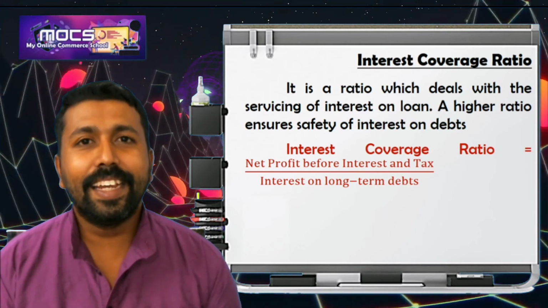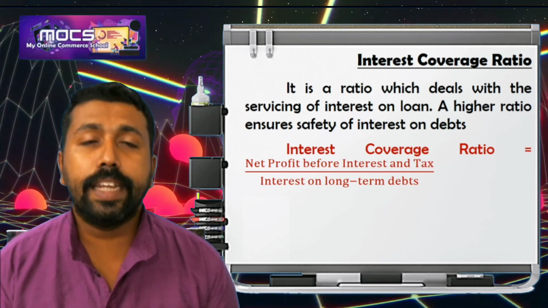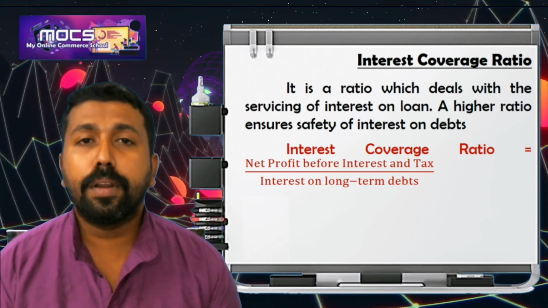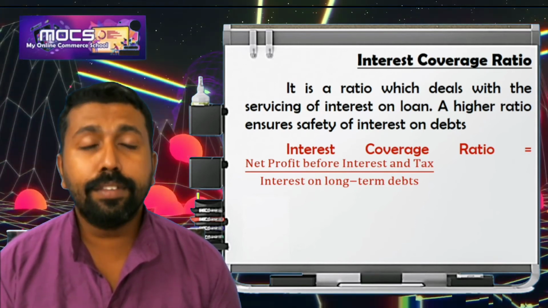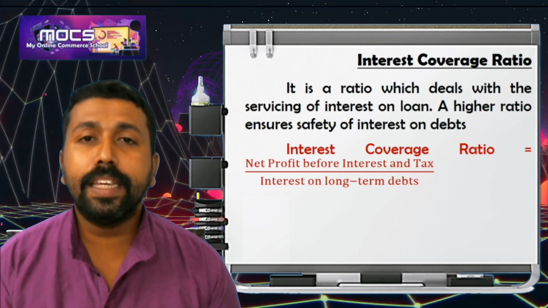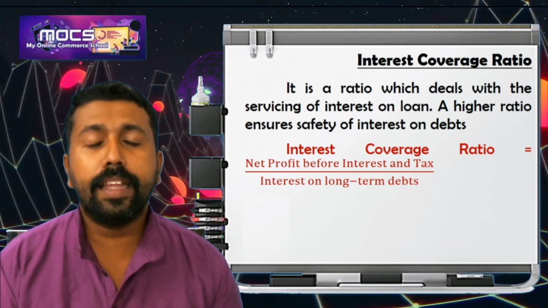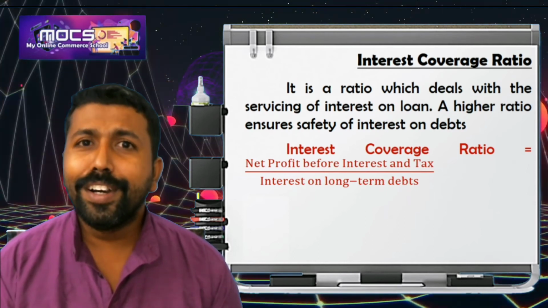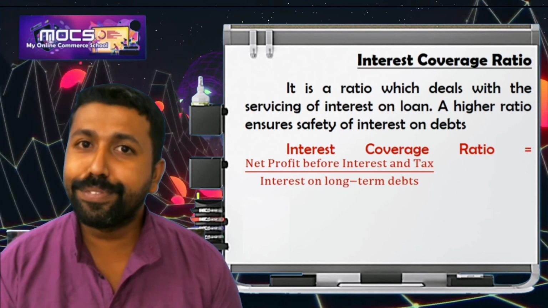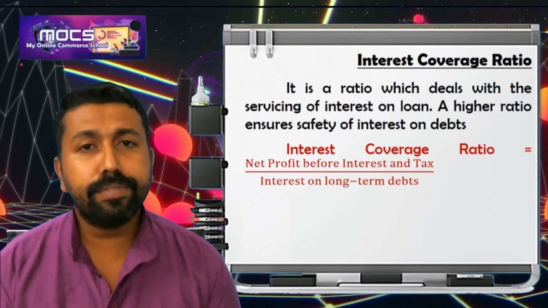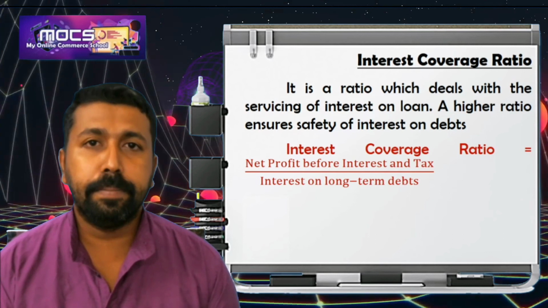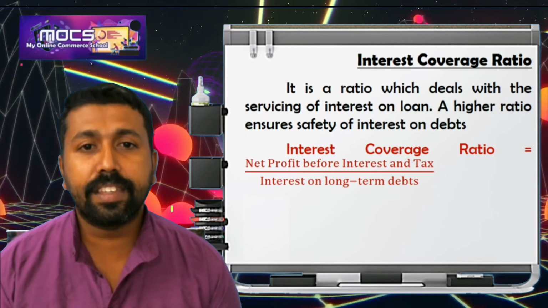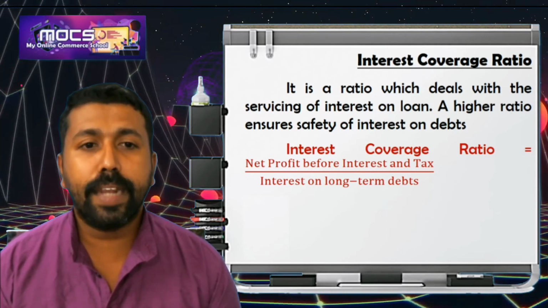Every year we are paying interest, fixed rate of interest to the debentures, to the bank loan, and for public deposit. And this ratio checks whether the firm is able to pay the amount of interest every year. And you know from which amount we are paying the amount of interest? From the amount of profit available for the firm. So every year we are paying the interest, fixed interest charges. We are meeting that from the amount of net profit.